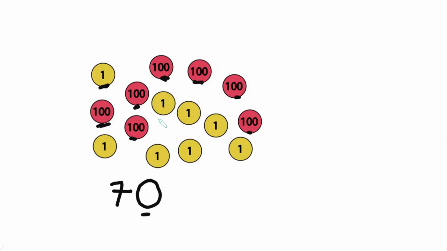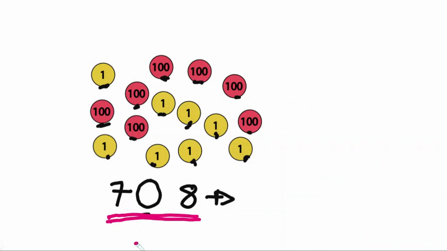So we have 1, 2, 3, 4, 5, 6, 7, and 8. We have 8 ones, which make up our number. What's the number, please? The number is 708. Now remember, because there's no tens, nothing in the tens column, we put a placeholder here, which makes the number 708. Fantastic. Now, of course, what do we need to do? We need to write it in words as well. So 708, nice and simple.